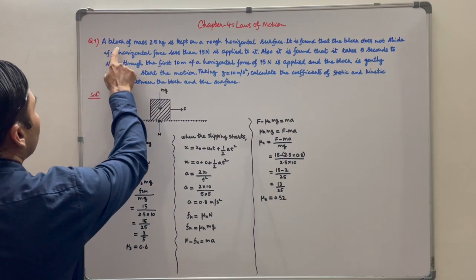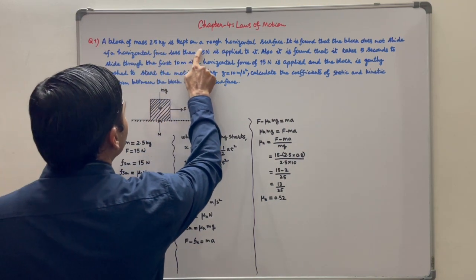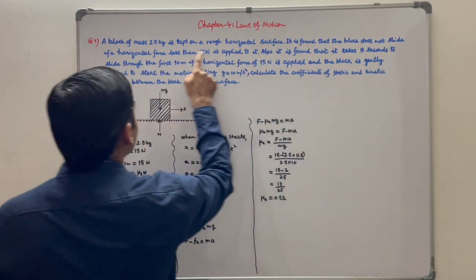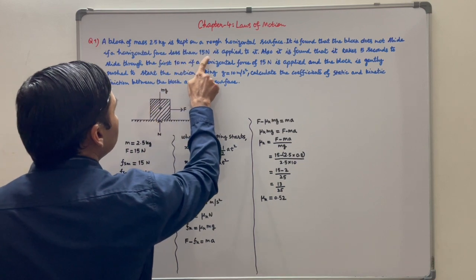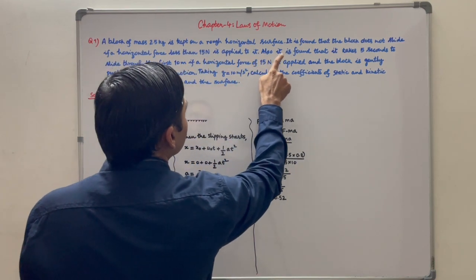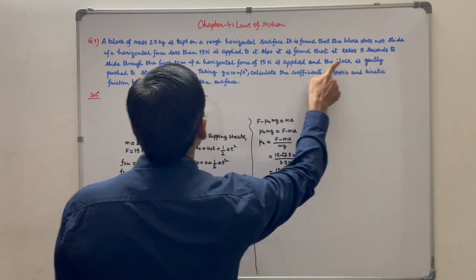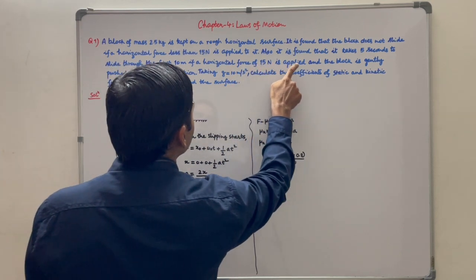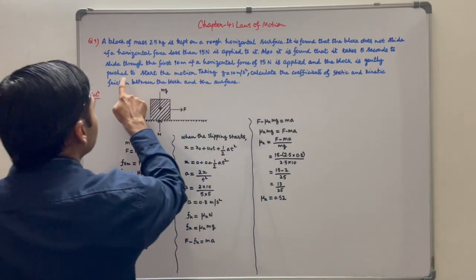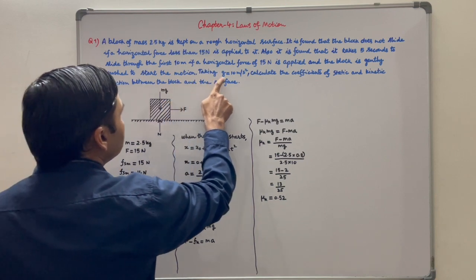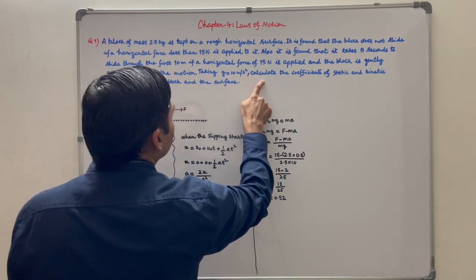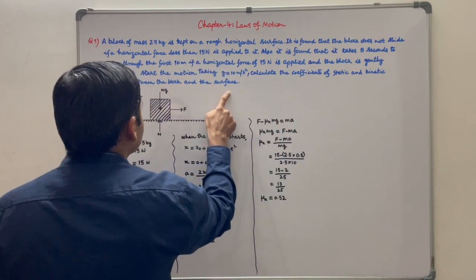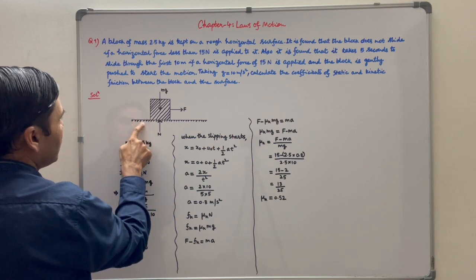First question, a block of mass 2.5 kg is kept on a rough horizontal surface. It is found that the block does not slide if a horizontal force less than 15 Newton is applied to it. Also, it is found that it takes 5 seconds to slide through the first 10 meter if a horizontal force of 15 Newton is applied and the block is gently pushed to start the motion. Taking g is equal to 10 meter per second square, calculate the coefficients of static and kinetic friction between the block and the surface.